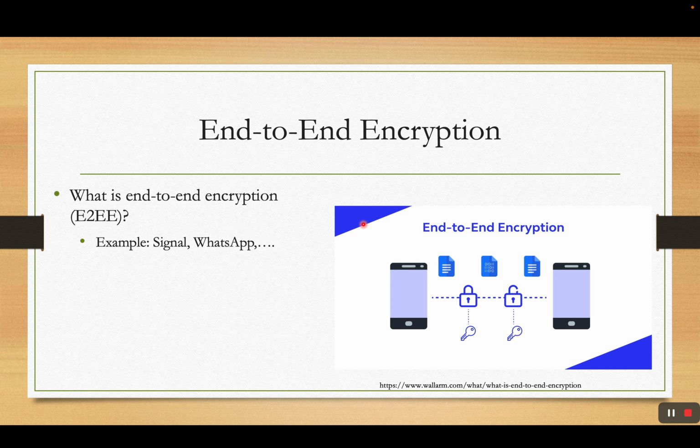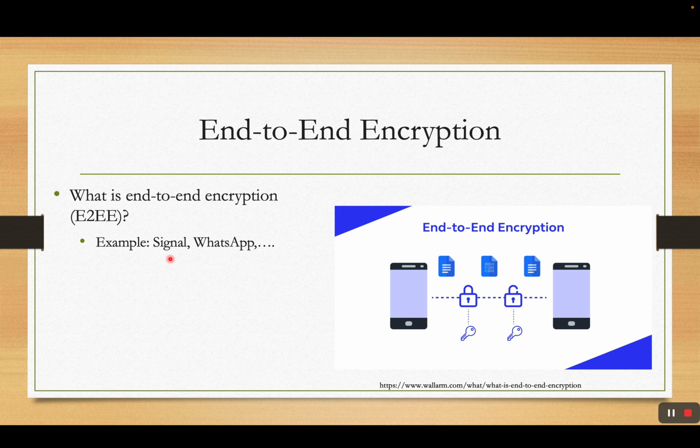This means that even if a hacker or a government agency tries to intercept these messages while they are being transmitted, they won't be able to read the content because they don't have the encryption key, especially if you're using very strong encryption keys. Now, here is, for example, a good example, Signal. Signal is a very well known application. In Signal, the messages they send to each other are encrypted on their devices using a unique encryption key.